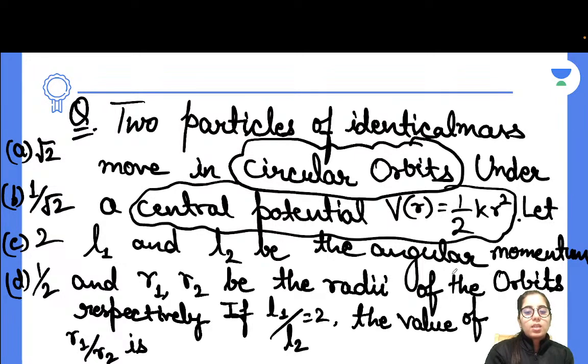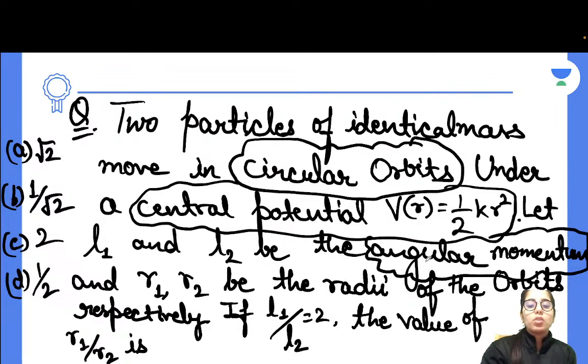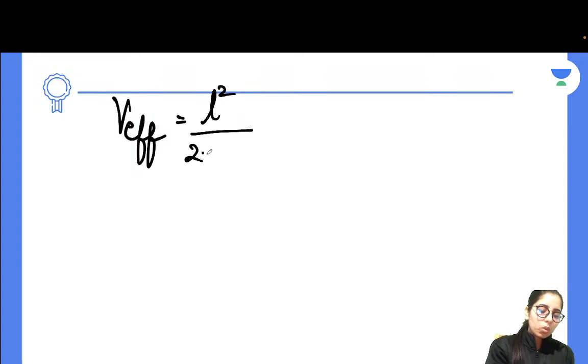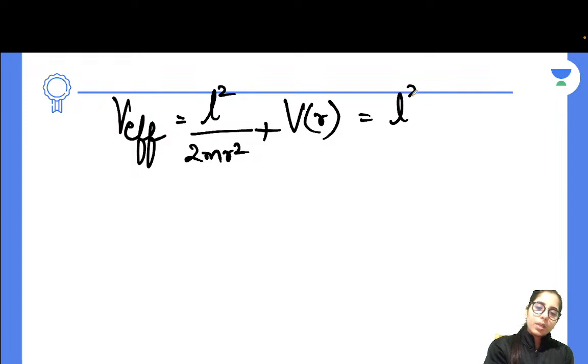Okay, so in this case what will happen? You have to consider that whenever circular orbits and central potential are given in your question, or anything about the angular momentum is given, then you will have to use the effective potential instead of just using the given potential. Now what is this effective potential? It is equal to the angular momentum square divided by 2mr square plus the given potential, that is V(r). So it is simply L square divided by 2mr square plus half kr square.